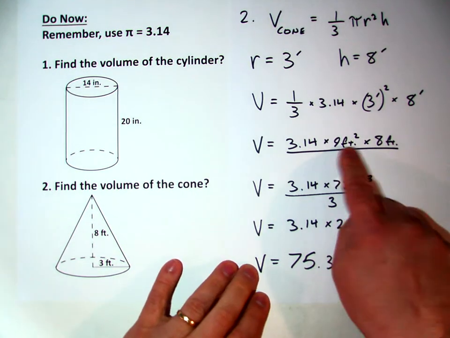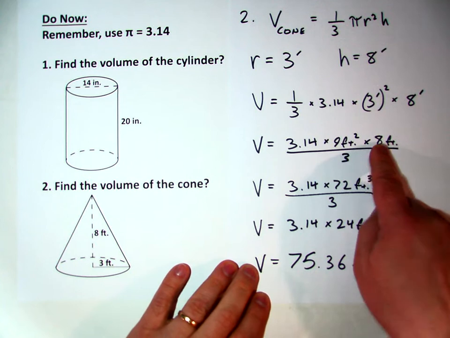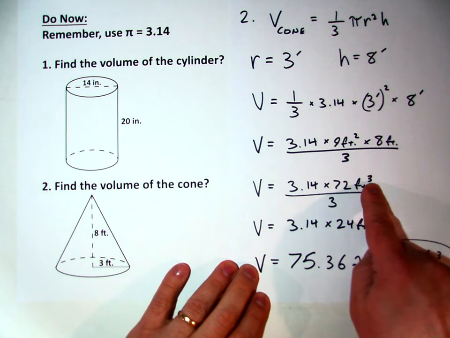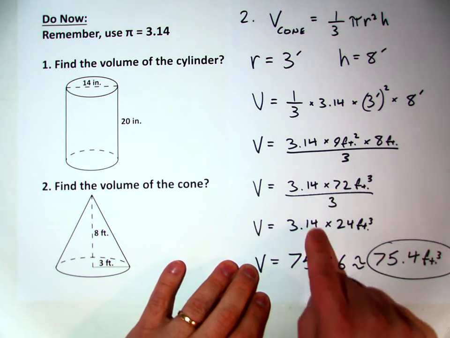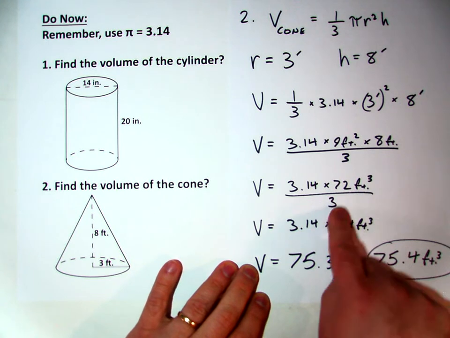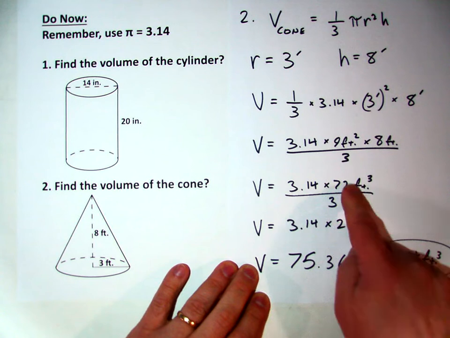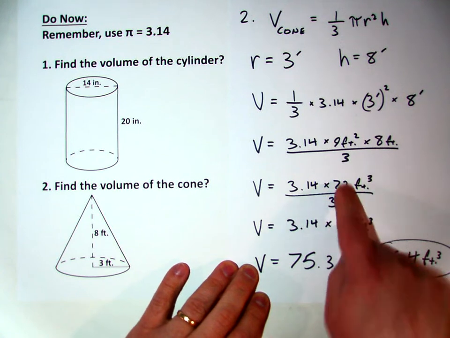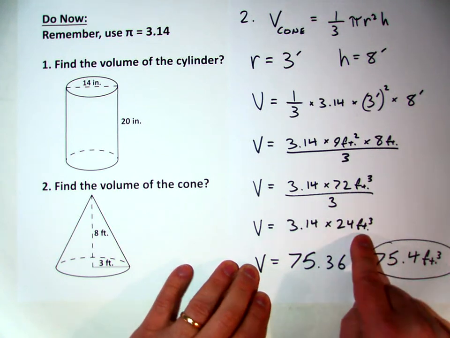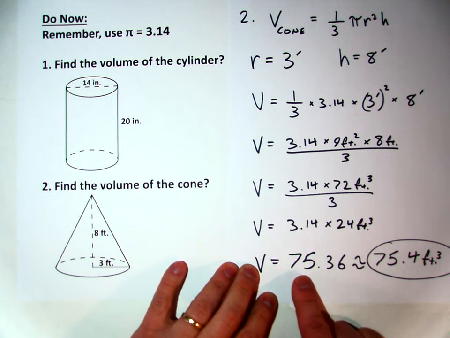And when you do the 9 feet times 9 feet squared times the 8 feet, you get 72 feet cubed. And then we multiply by 3.14, actually, and then I divided the 72 by 3. So it doesn't matter what step you divide by 3, but it has to get done at some point. I just thought it was easier to make 72 feet cubed divided by 3, 24 feet cubed, times 3.14.